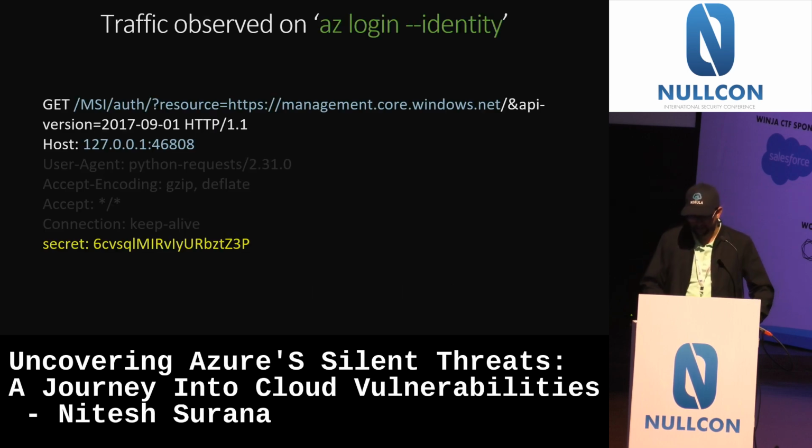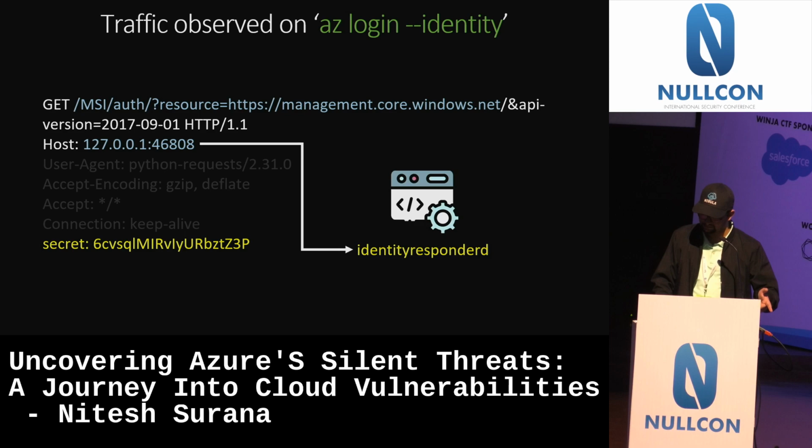So we are back to our old friend tcpdump, because Nmap did not help a lot. We checked for any outbound traffic when we run az login --identity, and we get this GET request with some interesting headers. It has a secret header containing some weird value, but it is being sent to a port that is still on the local interface. From the port information, we pull out the process listening on this port. The process is named identityresponderd.